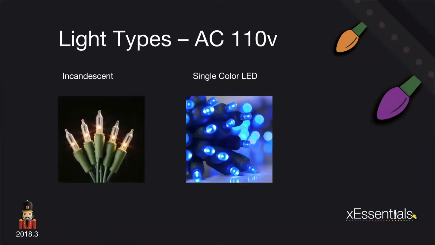So to start off, traditional Christmas lights. Before RGBs, most people were using incandescent lights. As efficiencies came in with LEDs, you'll see the picture to the right. That's what most people typically started with before they moved into RGBs. Both of these are 110 volt. You plug them both into 110 volt plugs.